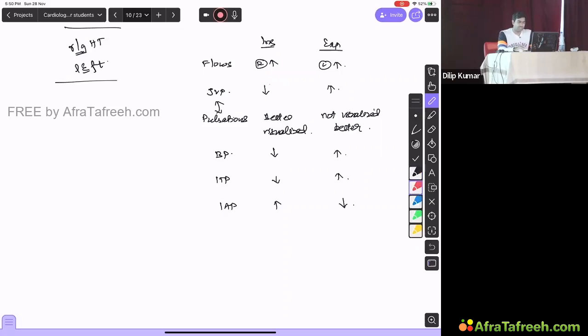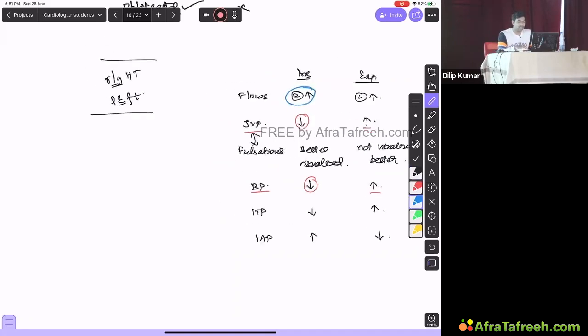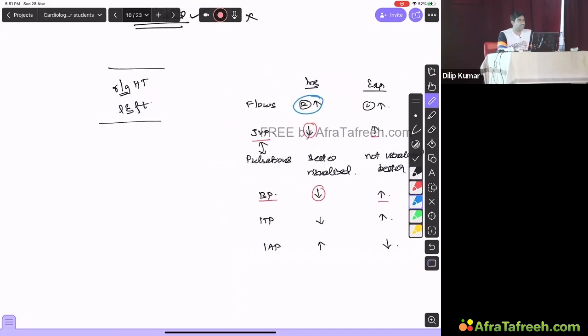Which means both JVP and BP decrease with inspiration, and both JVP and BP increase with expiration. Do you agree or not? Yes. Both the pressures decrease with inspiration and both the pressures increase with expiration. And similarly, I told you the right-sided flows are going to increase with inspiration. So if there are any pathological events, that will also get worsened with what?